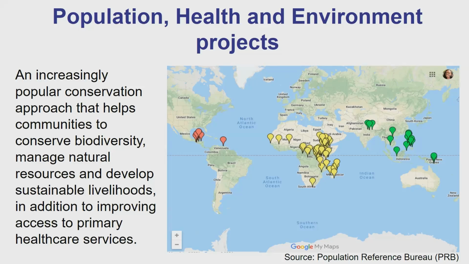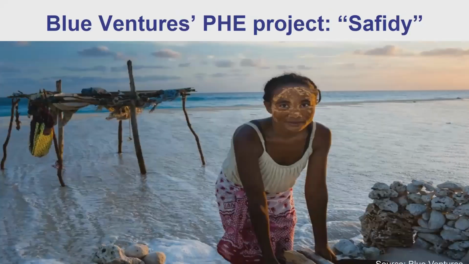I'm going to talk about one example though, which is a PHE project, the Blue Ventures Community Health Program in Madagascar, known as SAFIDI, which means choice. It was launched over 10 years ago and serves more than 45,000 people in a local area where there was an identified need for health services.